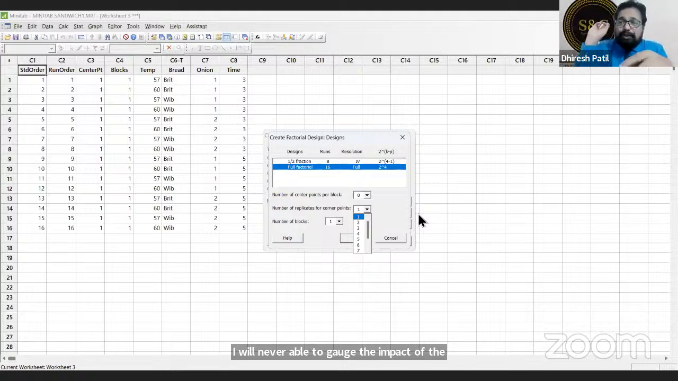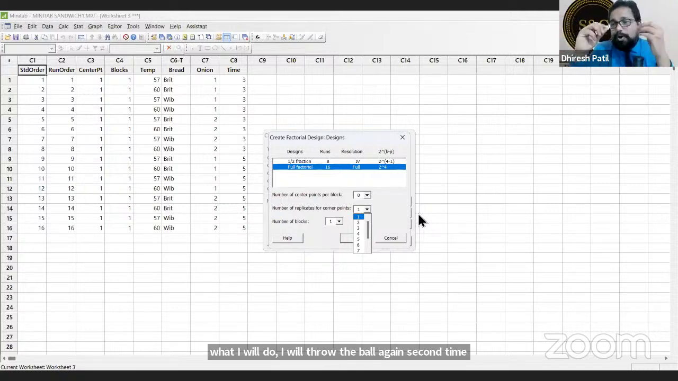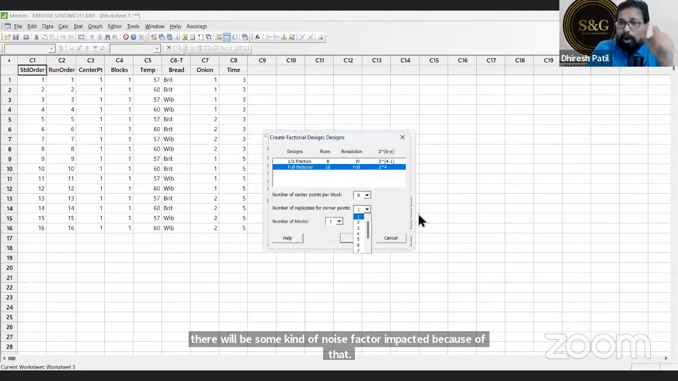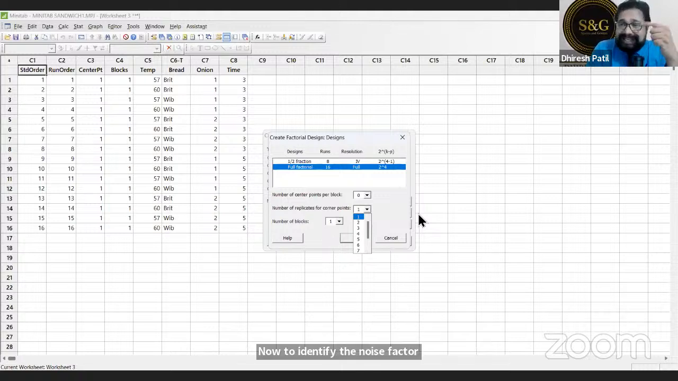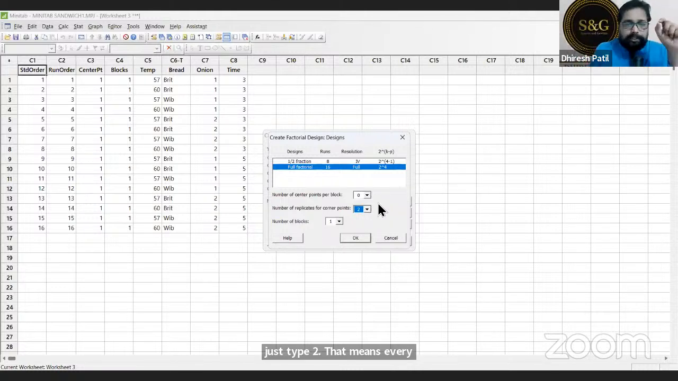Now, I will throw the ball again, a second time. If there is some other impact, there will be some kind of noise factor impacted because of that. Now, to identify the noise factor, or the error, we have to replicate it. What does it mean? Instead of only once, we have to run the experiments twice. So, in the number of replicates for corner points, just type 2. That means every run will be run twice. Okay, just do that quickly.